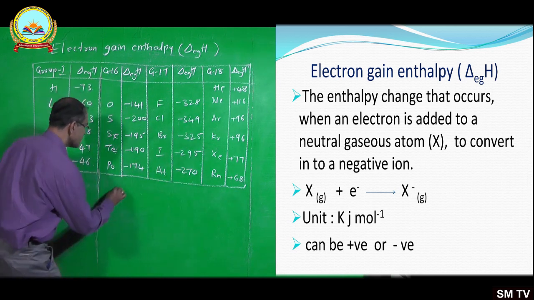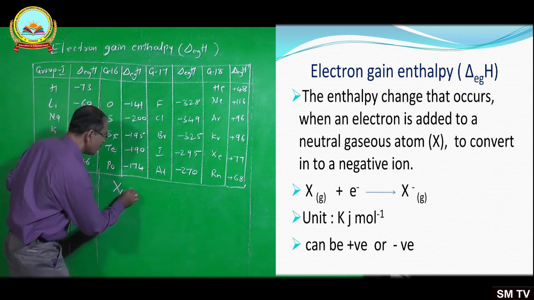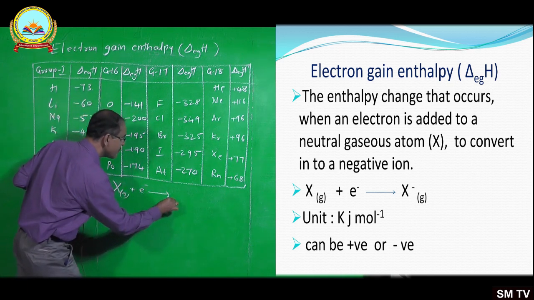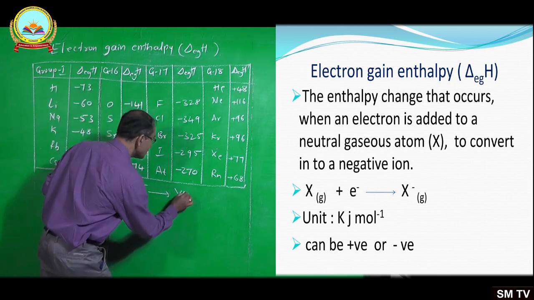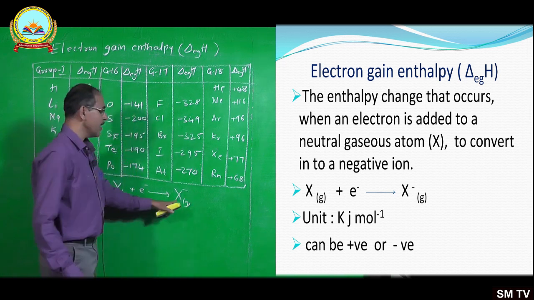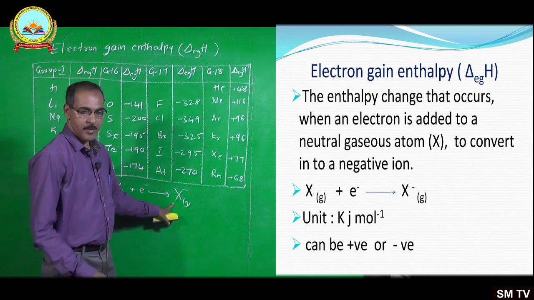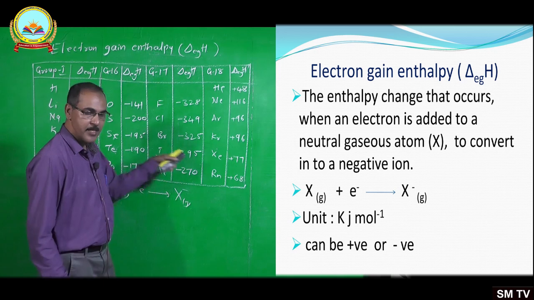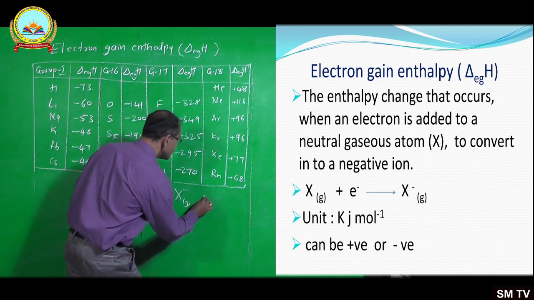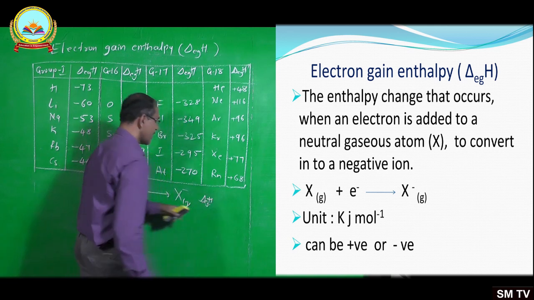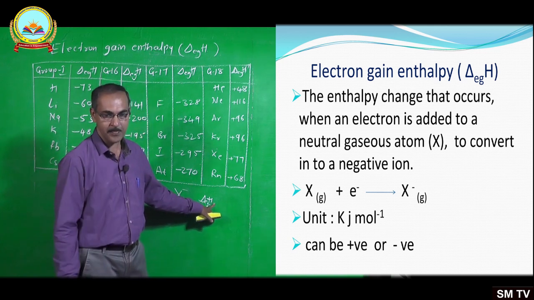Consider a gaseous atom, X(g). If you add an electron, e⁻, you get X⁻(g). A negative ion is formed. Now, an enthalpy change takes place in this process. The change in enthalpy is ΔH_eg, where eg stands for electron gain and ΔH is the change in enthalpy.